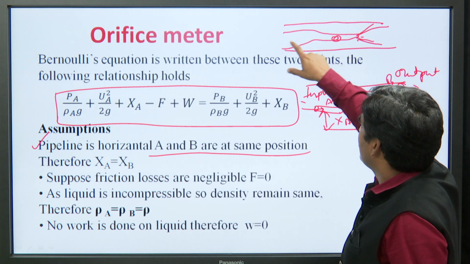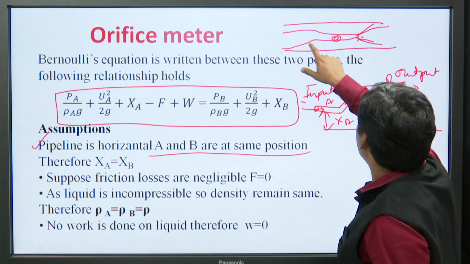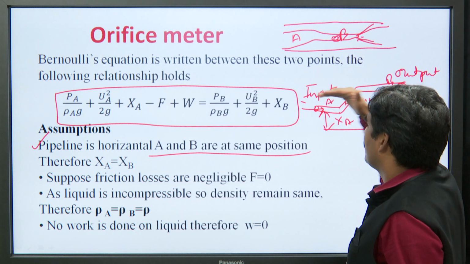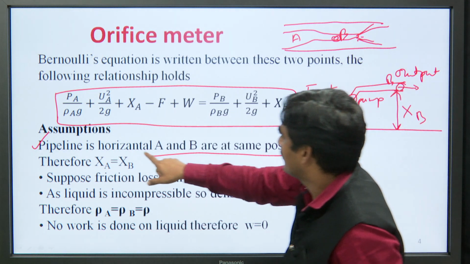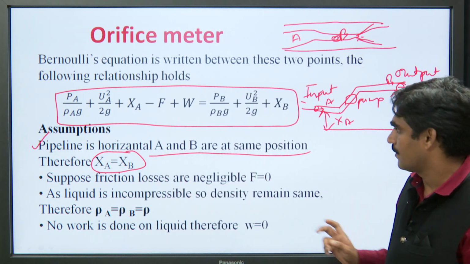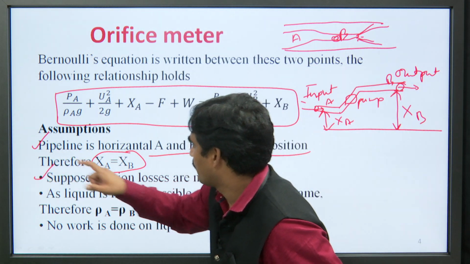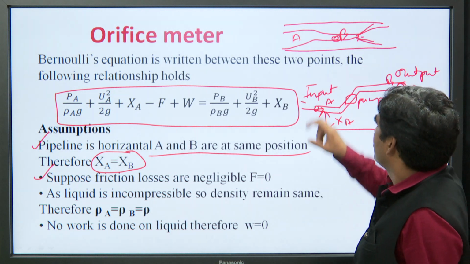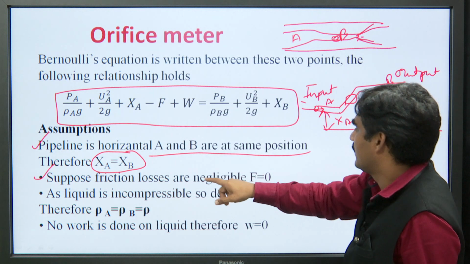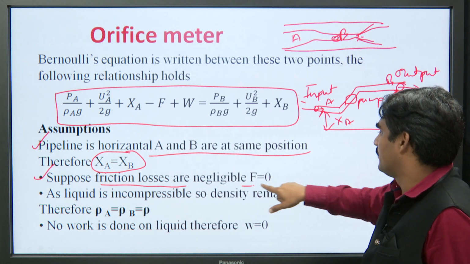That means the pipeline is horizontal, and both the points, point A and point B, are at the same horizontal position. So, therefore, x A and x B both are constant or both are equal. Second assumption was, since fluid is flowing through this pipe in a horizontal position, the frictional losses are negligible.